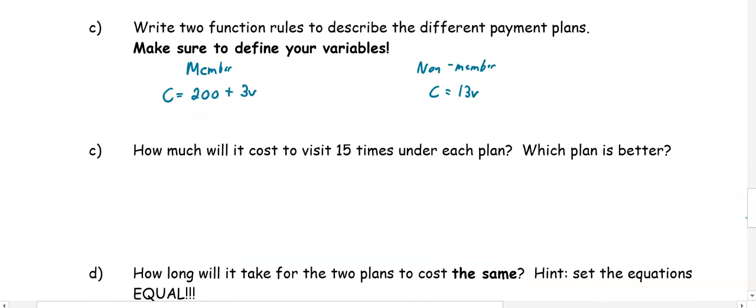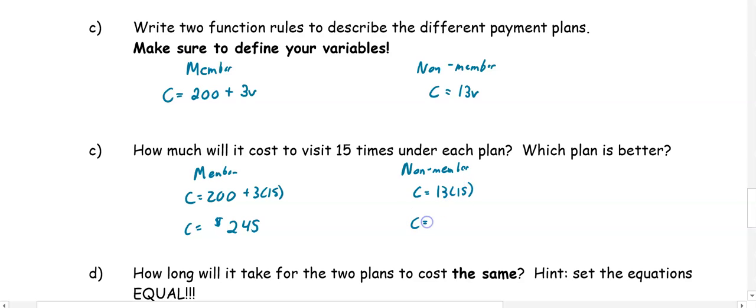How much would each cost to visit 15 times? So if we have the member, our cost is going to be equal to 200 plus 3 times 15. So that cost would be $245. If you are the non-member, your cost is going to be equal to 13 times the number of visits, which is 15. So we have 13 times 15. So the cost is going to be $195.